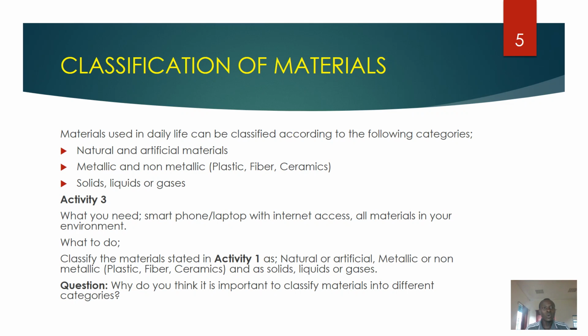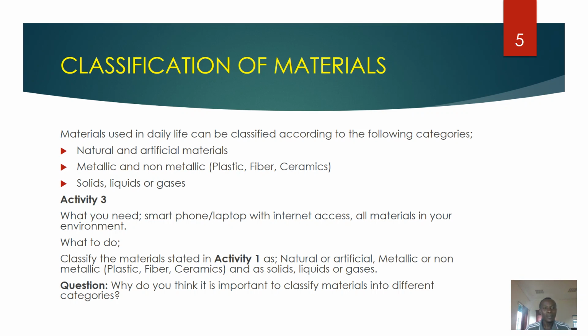It is very important also to know how to classify these materials. Materials used in daily life can be classified according to the following categories: natural and artificial materials, metallic and non-metallic materials. Metallic materials include those that are metallic. I think you know metals, like iron bars; all those are metals or metallic. And the non-metallic ones include plastic, the plastic plates and cups, and the fiber used for making clothes, and then the ceramics. Ceramics are used for making plates, cups, etc. And then materials can also be classified as solids, liquids, or gases.